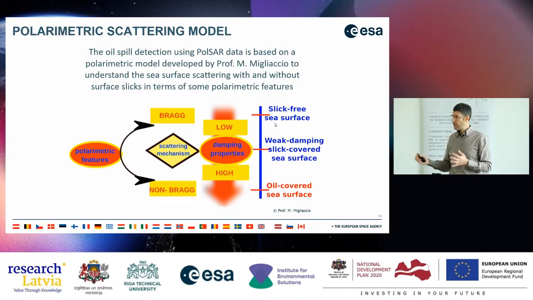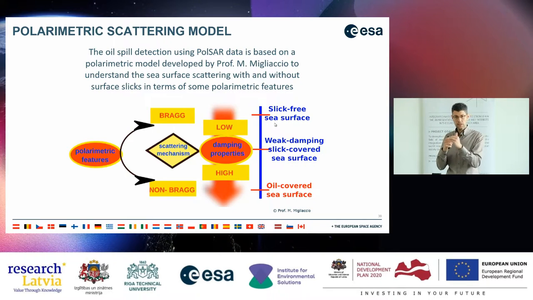And this is the polarimetric scattering mechanism. With the polarimetric features that were introduced in the morning, you want to differentiate between the so-called Bragg and non-Bragg scattering mechanisms. We have seen that if you have a slick-free, so oil-free, ocean surface, you have this type of scattering mechanism. If you have an oil-covered sea surface, you have a departure from Bragg. And this is the discrimination step that you want to do.